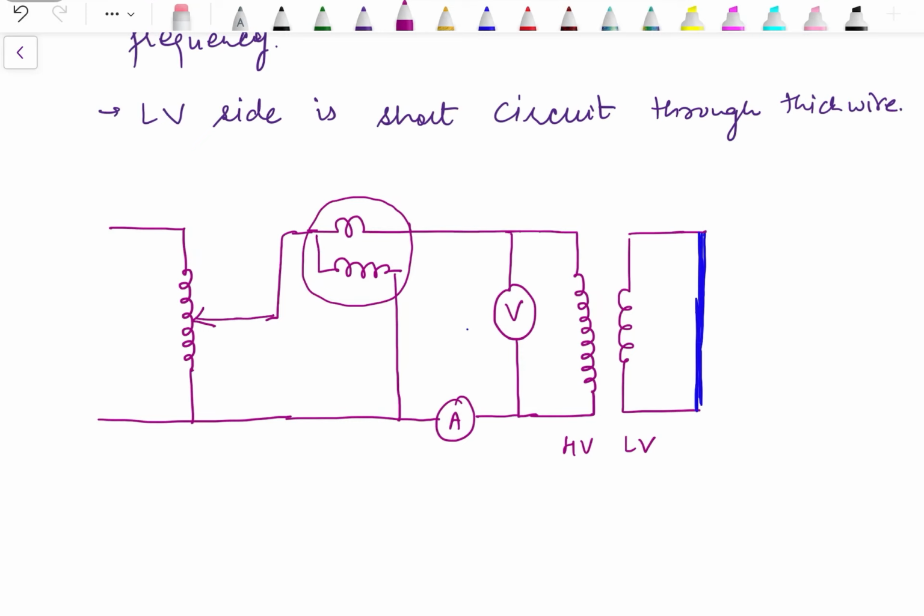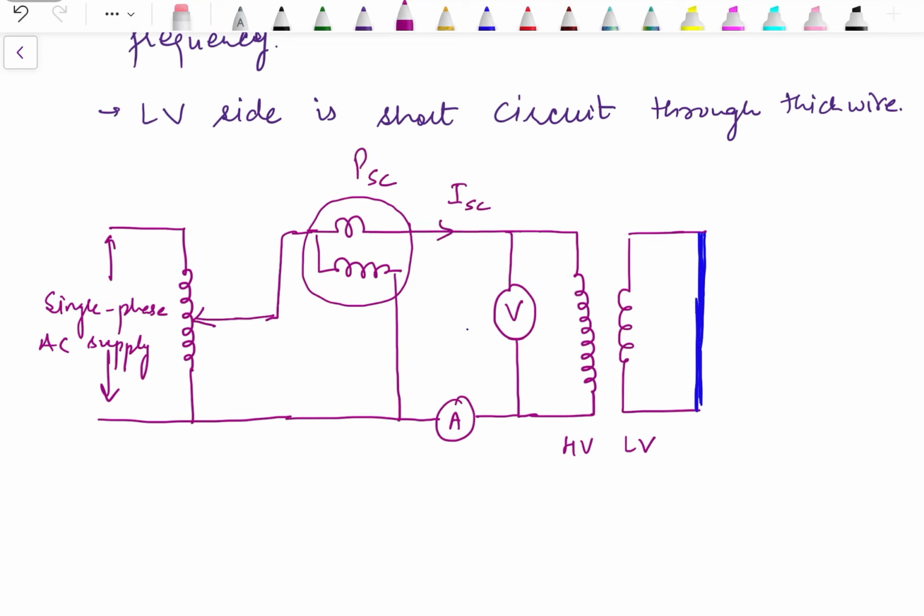to adjust the rated current. So here we will have the single phase AC supply. Wattmeter reading PSC, and the current through this will be ISC, and that will correspond to the high voltage side.